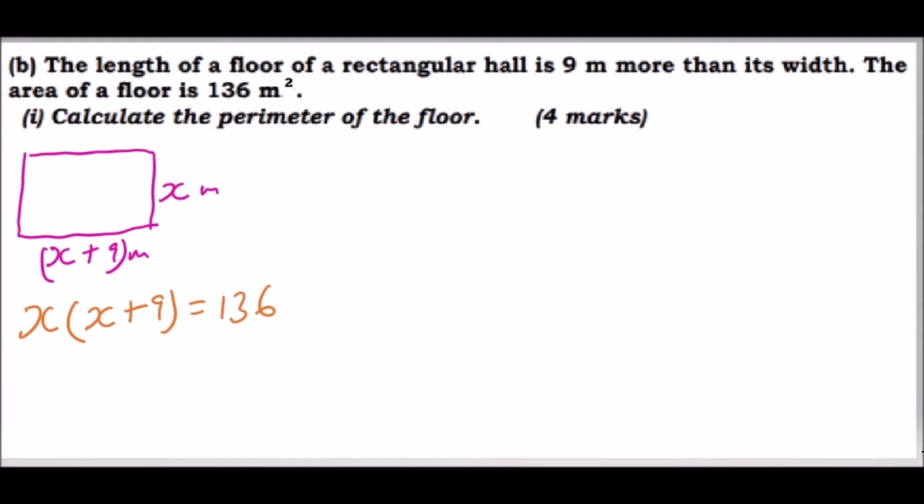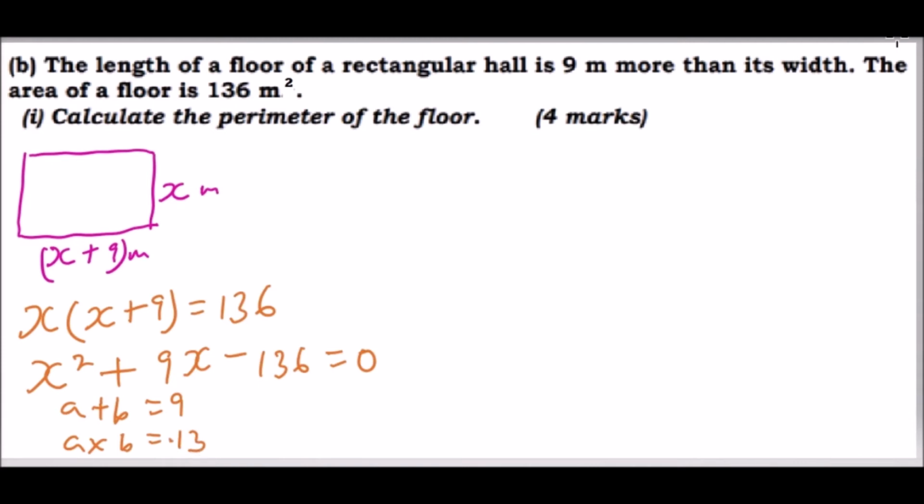So if we open the bracket, you get x squared plus 9x. We bring 136 to the left hand side, we get x squared plus 9x minus 136 is equal to 0. This is a quadratic expression, and we need two numbers such that when you add them you get 9, and when you multiply them you get minus 136.